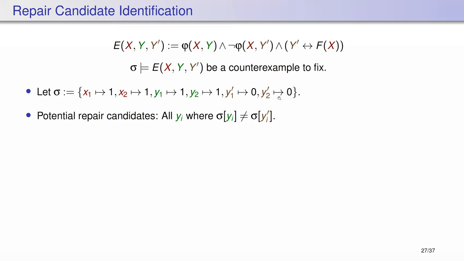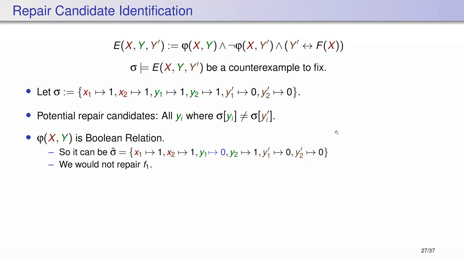So now you say, well, what are all the functions I should be repairing? You can say that, well, I should repair all the functions where yi do not agree with yi prime. But remember, we have a relation, not a function. P is a relation. So what it means is that for some assignment to X, there might be many possible Y that can satisfy this relation. So what if there was another possible assignment that would say that when x1 and x2 are 1, 1, it is possible to satisfy the specification by assigning y1 to 0 and y2 to 1. If we knew that that's possible, then we would never go and repair f1. We don't have to repair the function for the first yi variable, right?